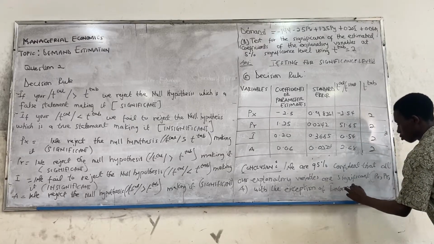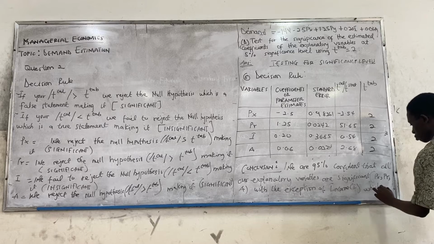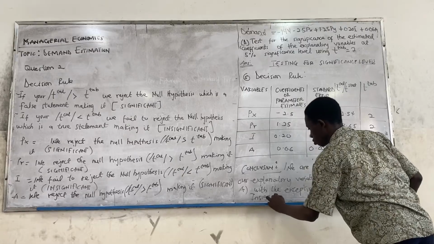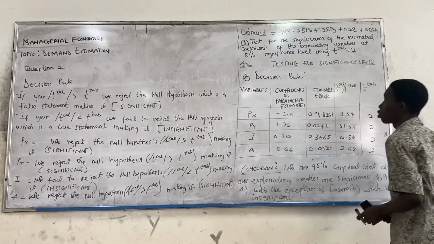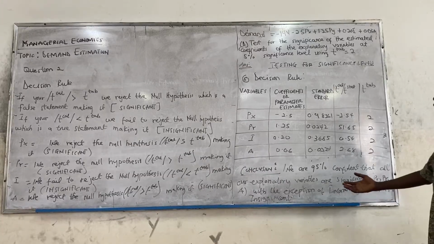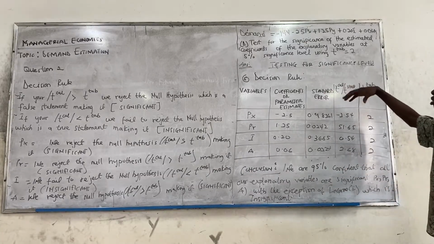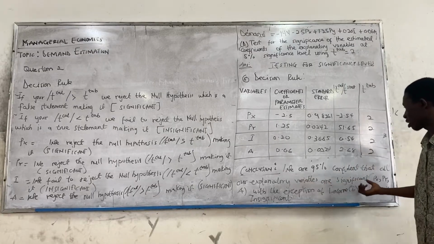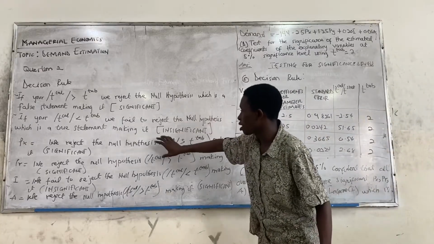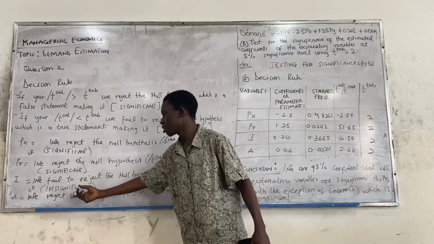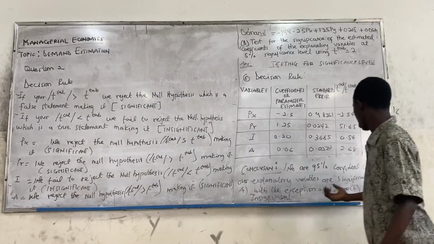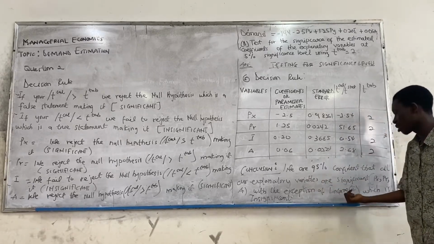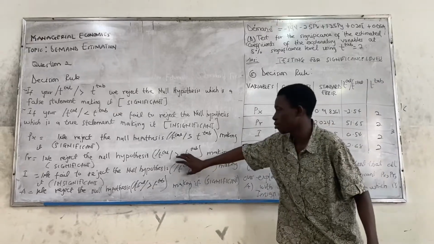Income, which is insignificant. So we get D, that's what we're asked of. So you conclude: we're given 5% significance, so we subtract it from 100. We have 95%. So we are 95% confident that all the explanatory variables are significant. Px, significant. Py, significant. A, significant. Px, Py, and A, with the exception of income, which is insignificant. So we are done with D.